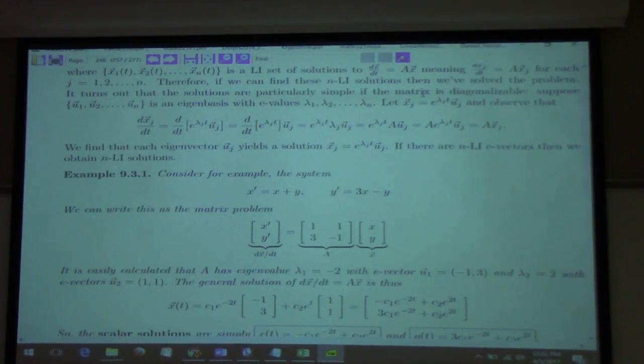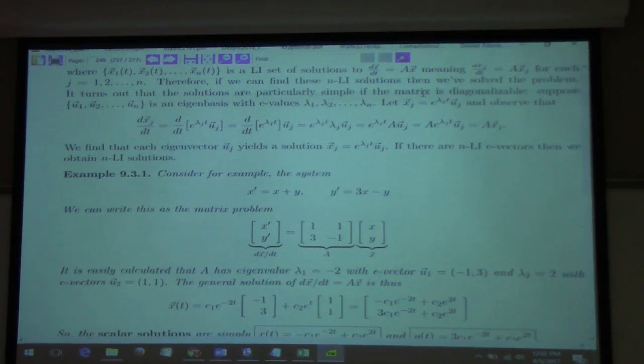So every eigenvector that you can find for a matrix gives you a solution to the corresponding differential equation x prime equals that matrix times x again. So when you're looking to solve differential equations, the first thing you can do is just look for eigenvectors.